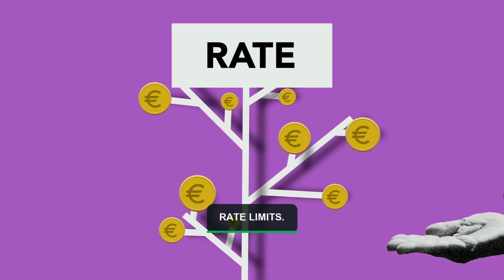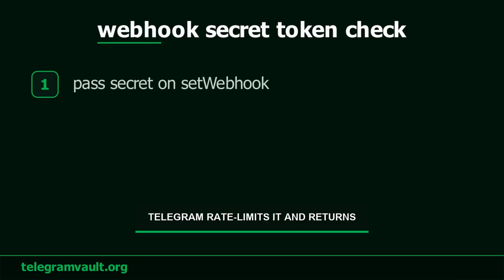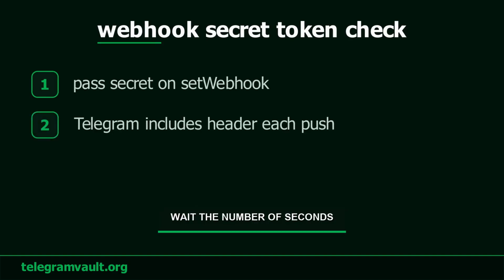Fourth, rate limits. If your bot sends a lot of messages fast, Telegram rate limits it and returns 429 with a retry after value. Respect that value. Wait the number of seconds it tells you, and don't hammer. A well-behaved bot backs off when told to.